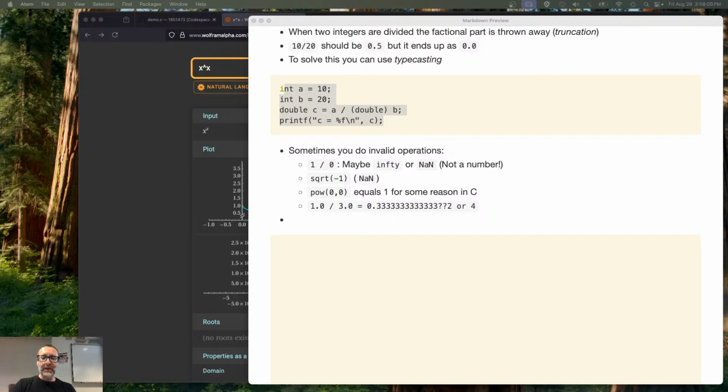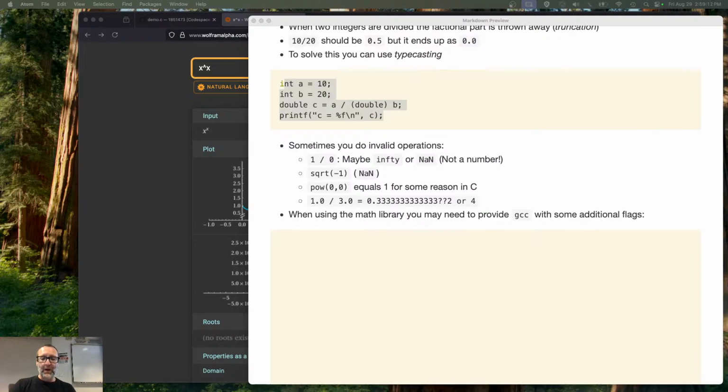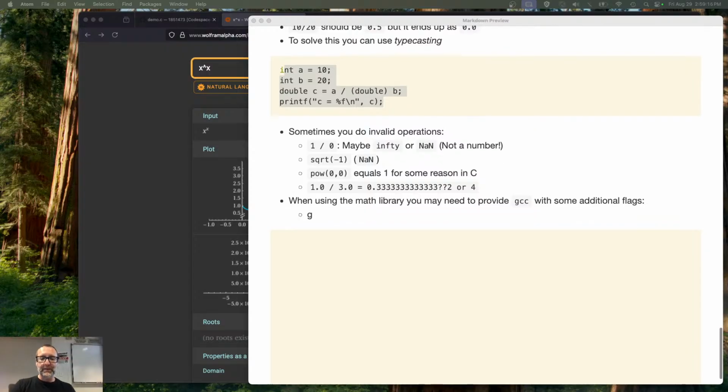When using the math library, you may need to provide GCC with some additional flags. Right? For example, gcc foo.c -lm, right? There we go.